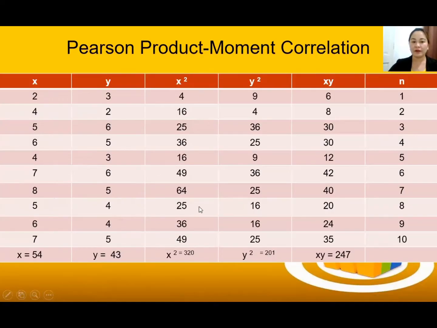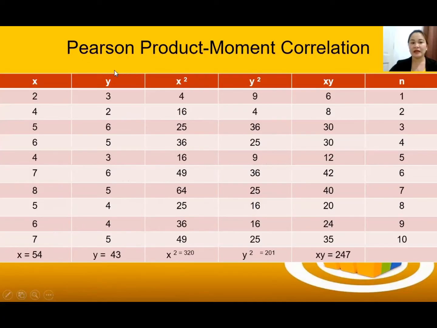Then you are going to square the variable x. So we have 2 squared, 4, 4 squared 16, 5 squared 25, 6 squared 36, 4 squared 16, 7 squared 49, 8 squared 64, 5 squared 25, 6 squared 36, 7 squared 49. Then you square the variable y. So 3 squared 9, 2 squared 4, 6 squared 36, 5 squared 25, 3 squared 9, 6 squared 36, 5 squared 25, 4 squared 16, then 5 squared 25.